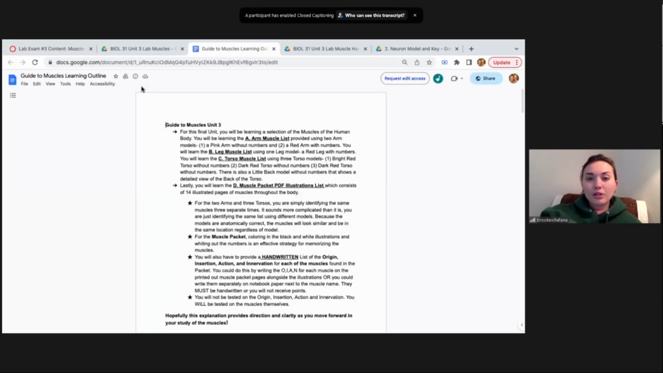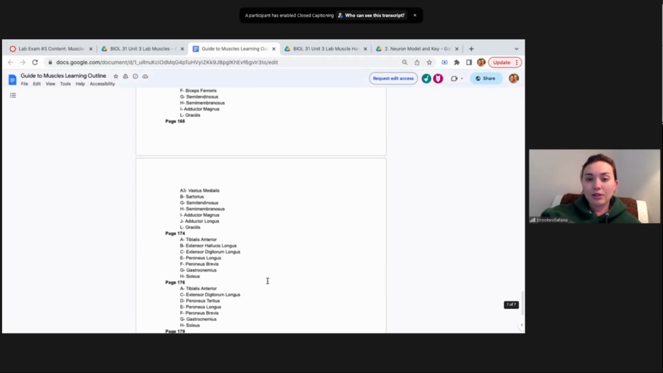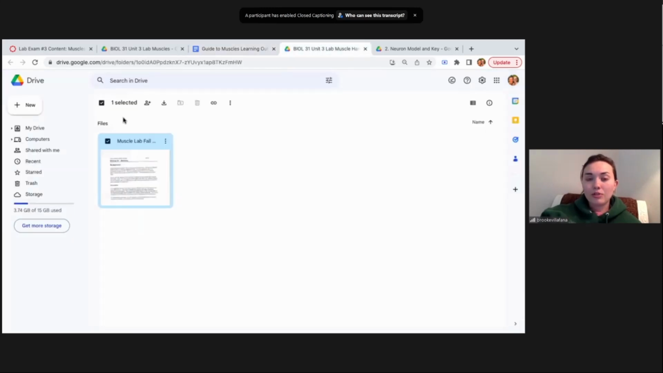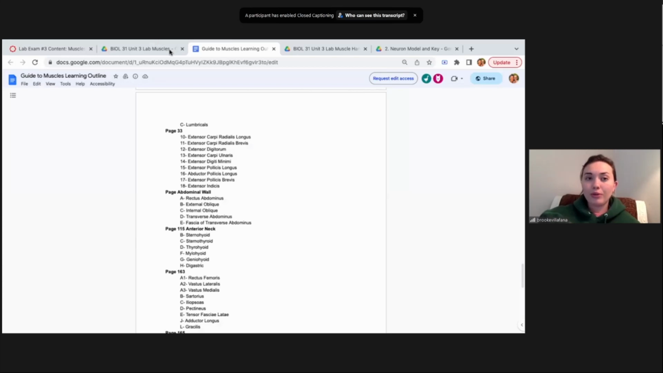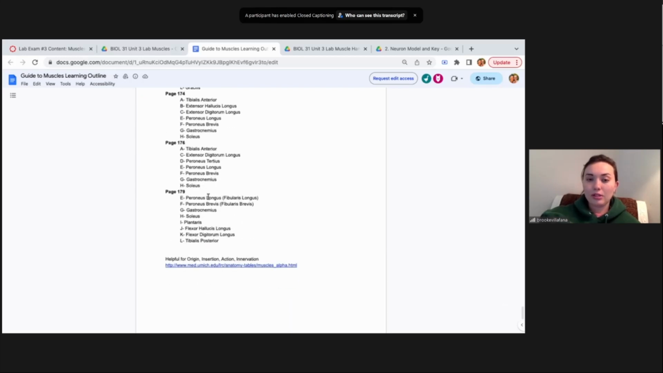Okay, don't forget to look at this guide to muscles. It should be accessible in your study resources module. In it, there is the answer key for the packet. So if you have not started the packet yet, all of the answers for what the correct muscles labeled are available for you in this guide to muscles outline. All of the correct answers that you need to know for your test are available here.